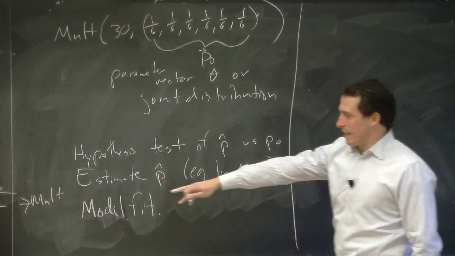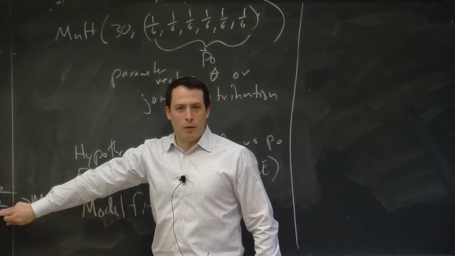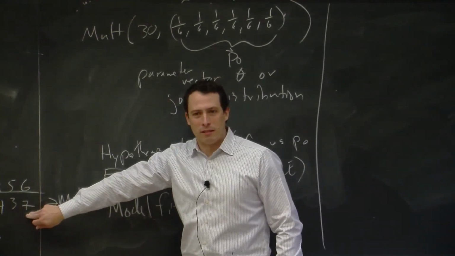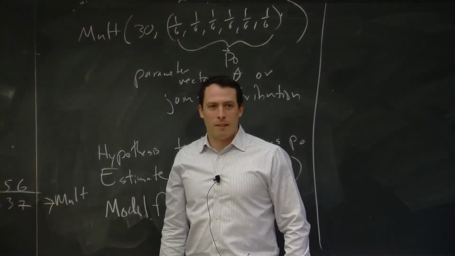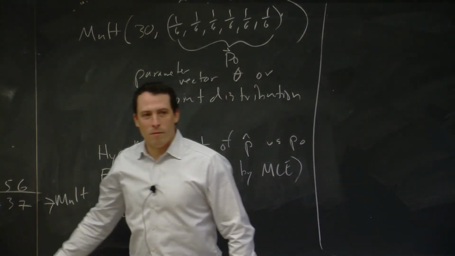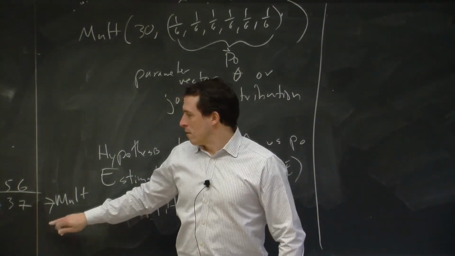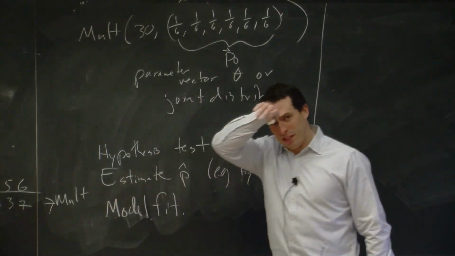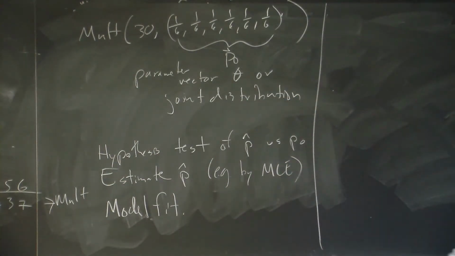So for example, suppose I get this outcome here. What would be your maximum likelihood estimator? Take a guess. It should be a vector of 6 numbers. What 6 numbers should I write? My MLE for that example.